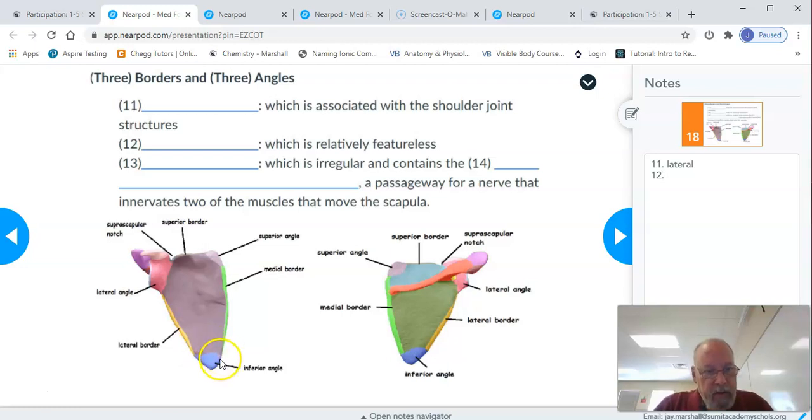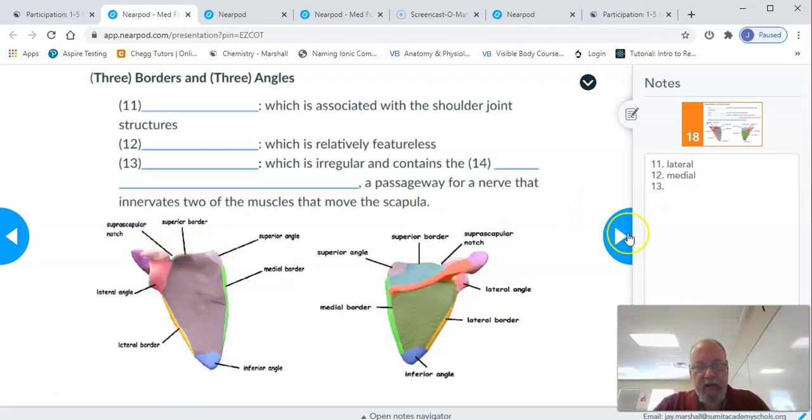And then the medial border is relatively featureless. If you look at it, it's just really smooth and doesn't really have any markings on it that give attention to it. So the medial border is the really smooth, featureless one. And then along the top, we have the superior border, and you'll notice that it's kind of irregular here, especially at this point right here where there's this little dip or this little notch.